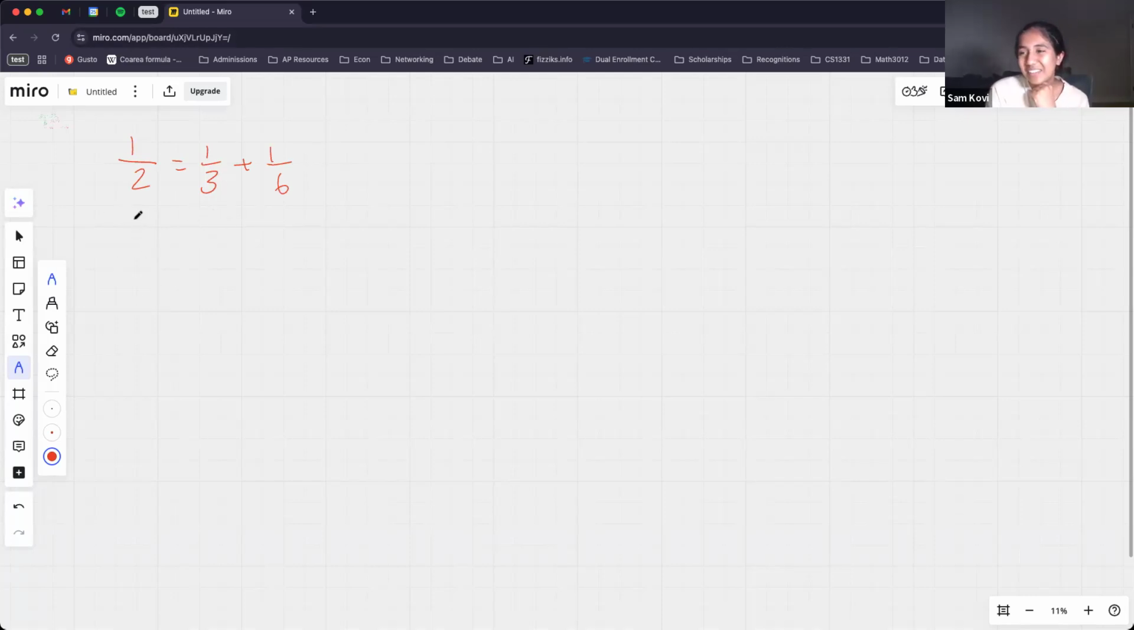Now, can I do 1/3 is equal to 1/4 plus 1/12? Is that a true statement? Make sure you guys are converting the denominators. Yeah, it should be, because 1/4 is 3/12 plus 1/12, and this is 4/12, which simplifies to 1/3.